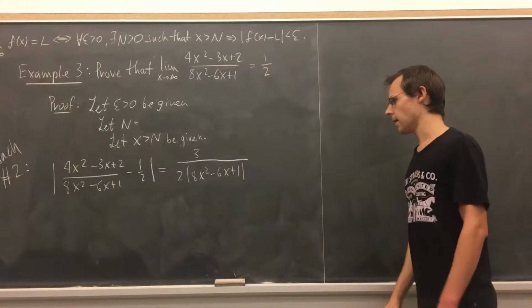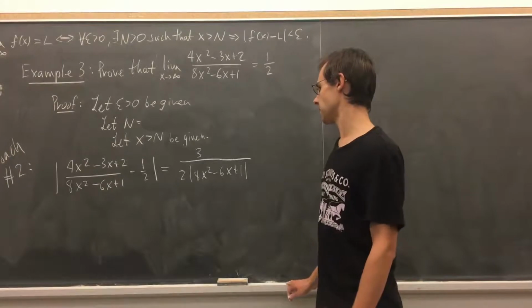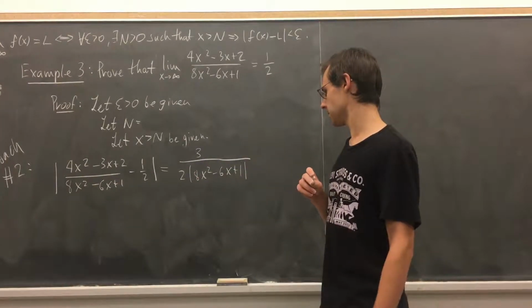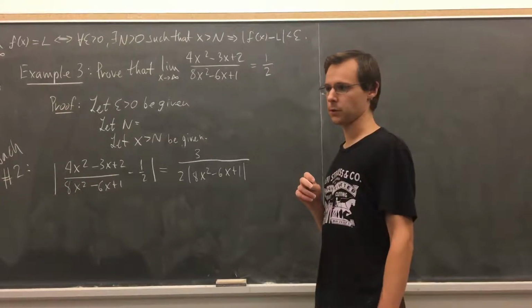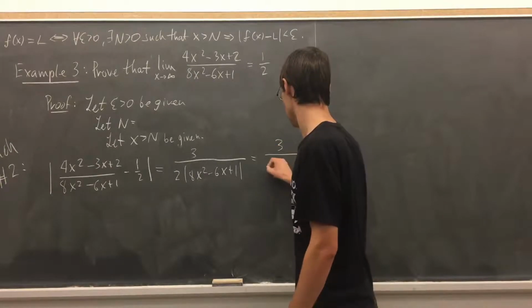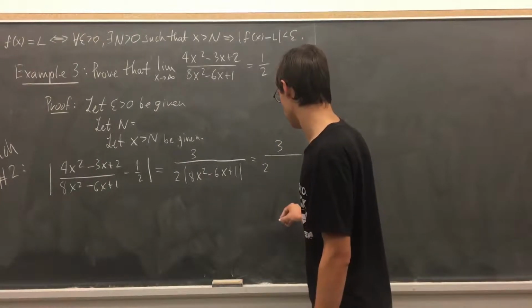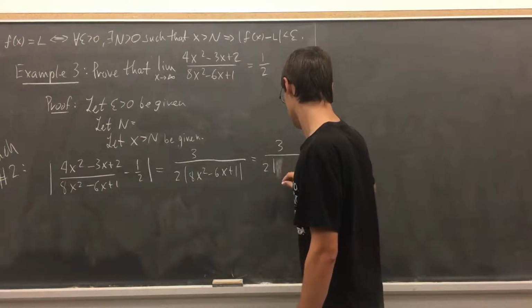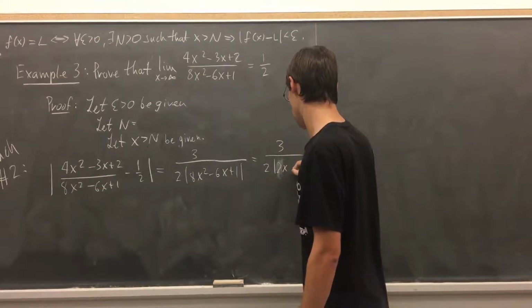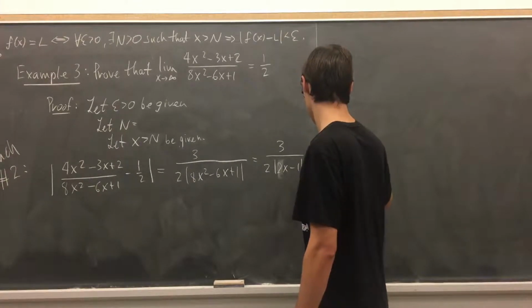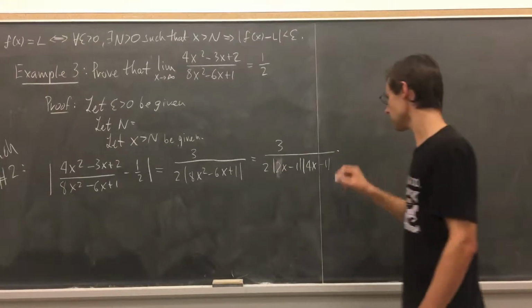Here's where the difference will happen. We have 3 over 2 times this quadratic. Now we're going to factor the quadratic and see what we get. So keep the 3 and the 2 as is. And how does this thing factor? Well, we can factor into 2x minus 1, 4x minus 1. There we go.